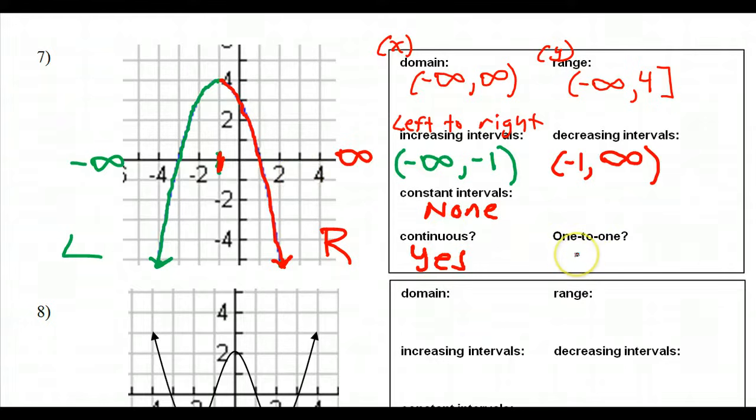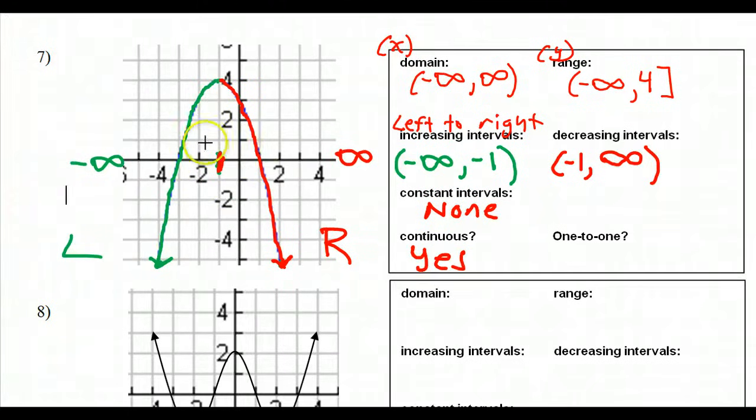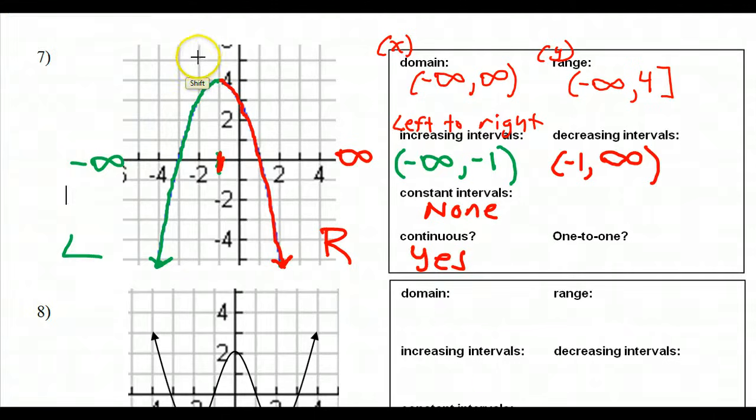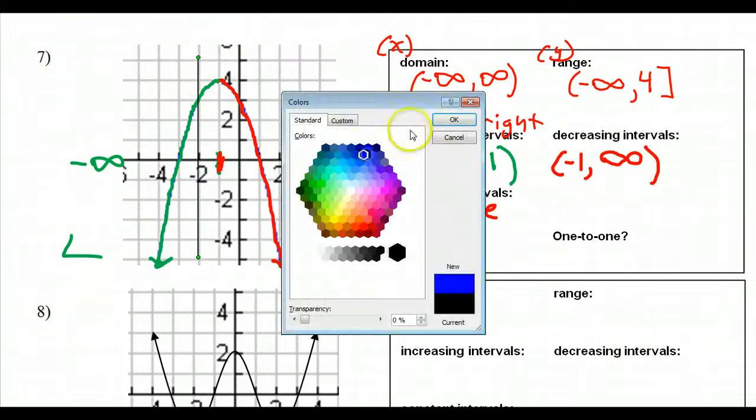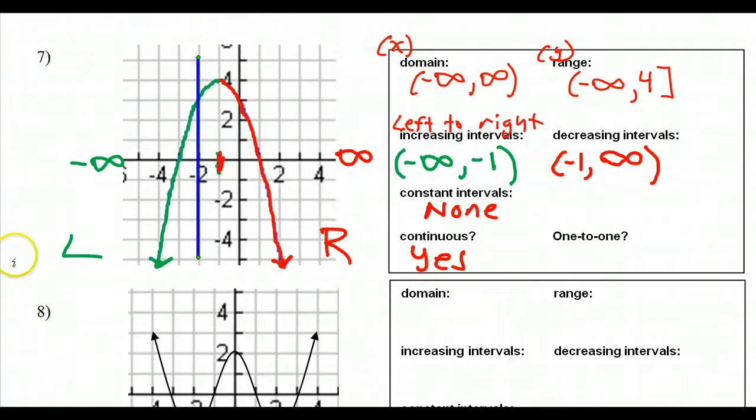Is this a one-to-one function? If I give you a graph like this, I know that this is a function because it passes the vertical line test. Okay, so if I take a vertical line and put it like this, no matter where I draw this vertical line, it only hits one point on the graph.